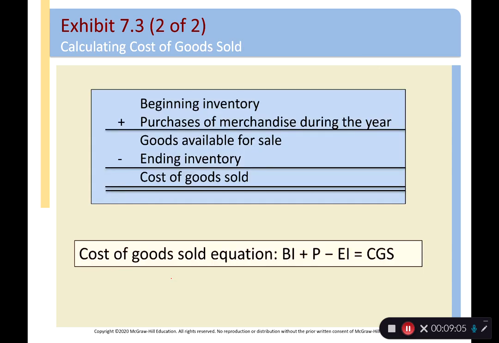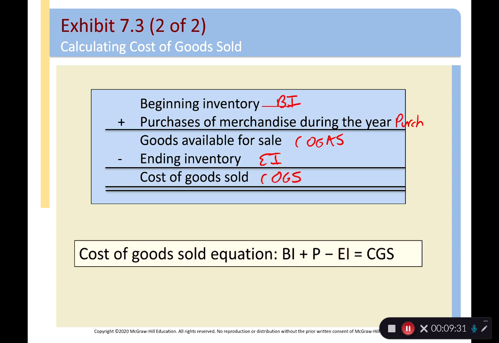Instead of this visual, we could express it in an algebraic formula where beginning inventory plus purchases equals our goods available for sale minus our ending inventory equals our cost of goods sold. This is how I abbreviate each of these items, so you should get used to that for future discussion.